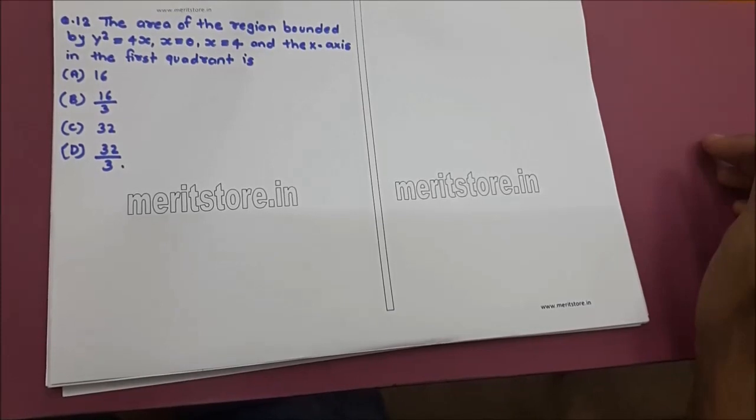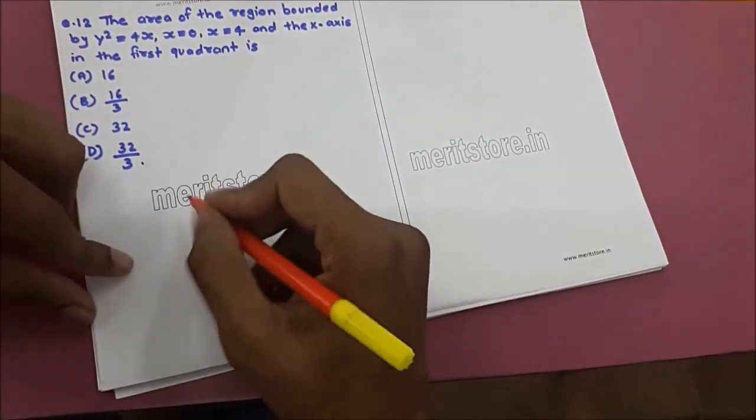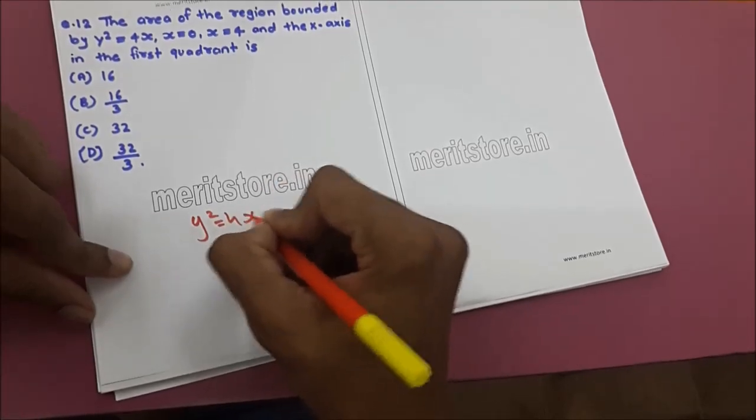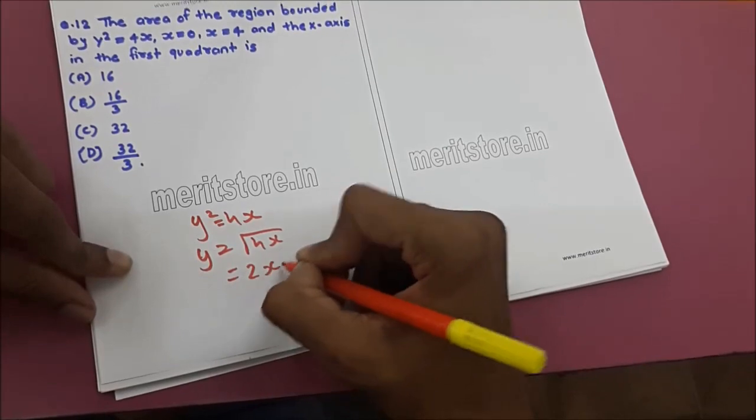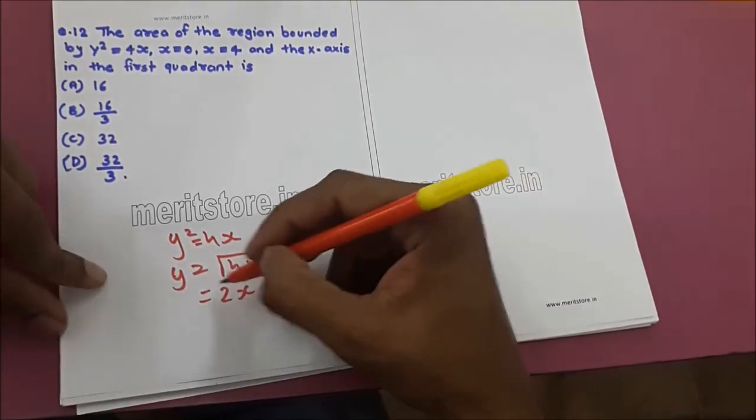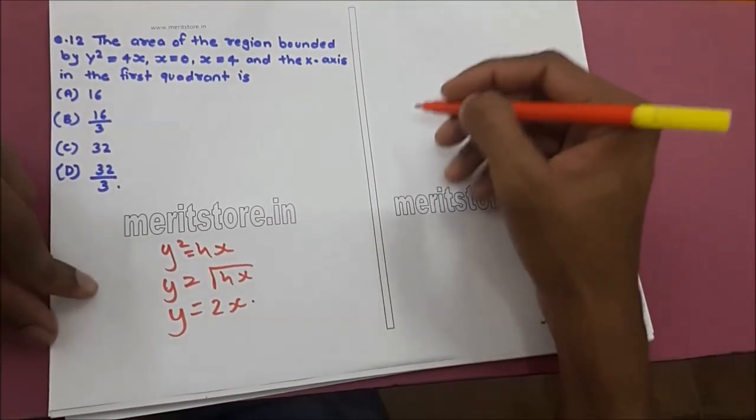Question 12. The area of the region bounded by y square is equal to 4x, x is equal to 0, x is equal to 4, and the x-axis in the first quadrant is, we have 4 options: A, 16; B, 16 by 3; C, 32; and D, 32 by 3. We have the equation y square is equal to 4x. We solve this as y is equal to under root of 4x. We get 2 root x. So we take the equation of y in the required area.